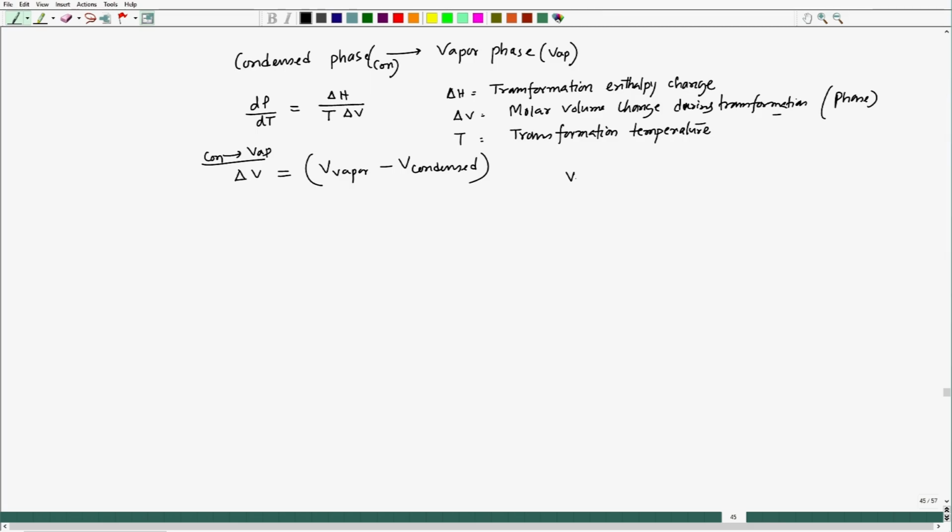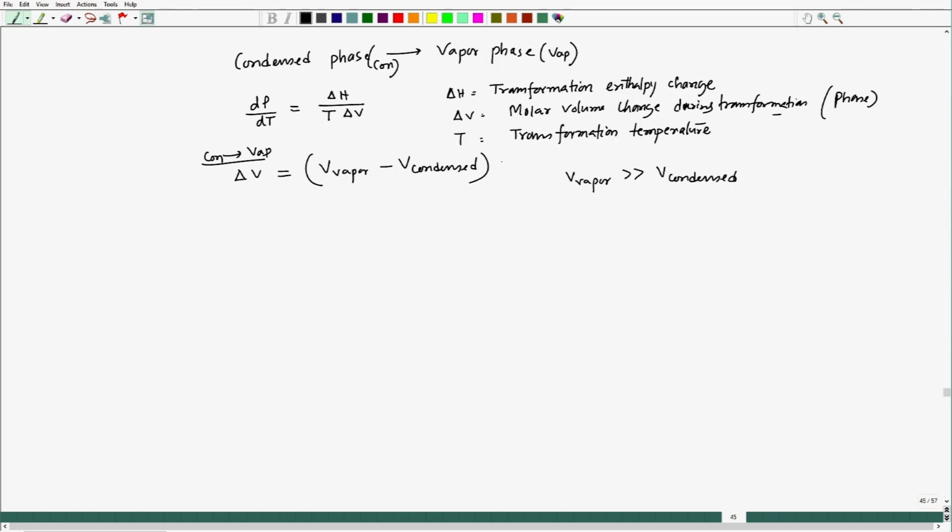In fact, the vapor volume is very high compared to the condensed phase, in the case of water. Not only water, even in the CO2 case this will be very high. Since we will be considering CO2 also while considering phase diagrams in a single component.